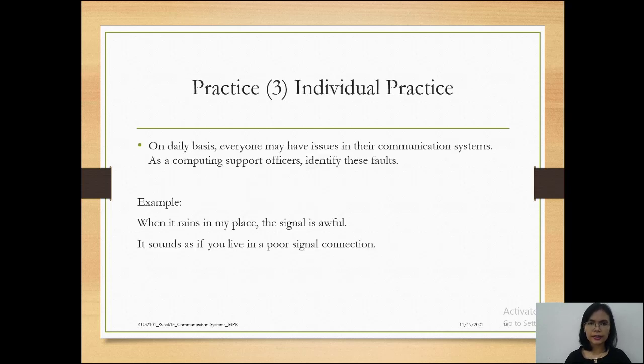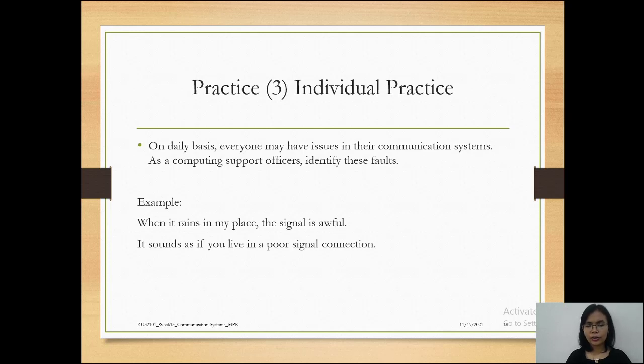And for the last practice, I want you to do an individual practice. On a daily basis, everyone may have issues in their computer systems and communication systems. If you go back to the first questions in this video, asking how you communicate on a daily basis and what the problem is, then you can start identifying the faults of these communication systems. For example, I gave you an example over here: when it rains in my place, the signal is awful. Your identification can sound like, it sounds as if you live in a poor signal connection.